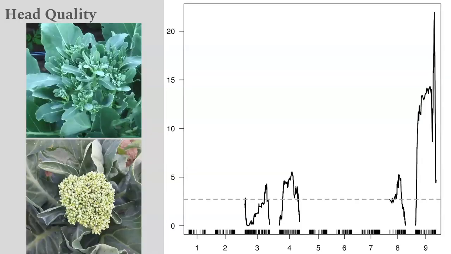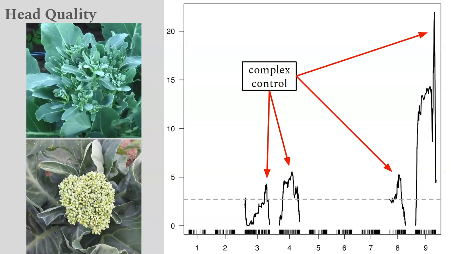So this is the QTL mapping I did on head formation in broccoli. And I found four QTL. One of them was much larger than the others. And this peak corresponds with that head quality 9 hotspot. That provides evidence of complex control.